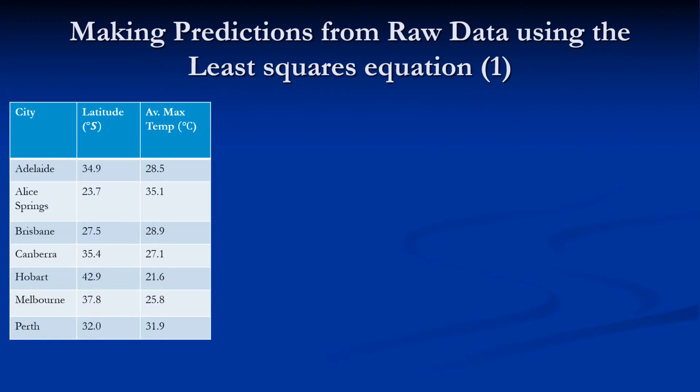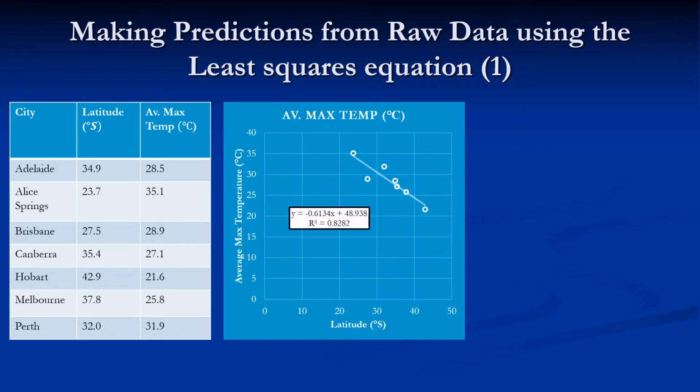Okay, now we're going to make some predictions between the latitude and the average maximum temperature. We're going to do this using the least squares equation. What we'll do first of all is get this data and put it into a scatter plot, and that's what I've done on Excel. Now I've inserted the trend line, and I've asked it to spit out the equation, and also to put in the r squared value for me. So Excel's doing a lot of the work for me. I can see that it's a negative association too, can't I?